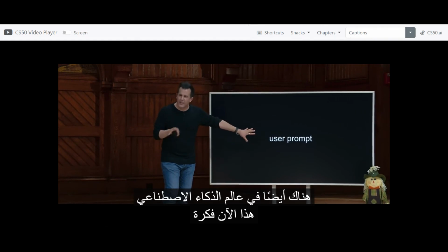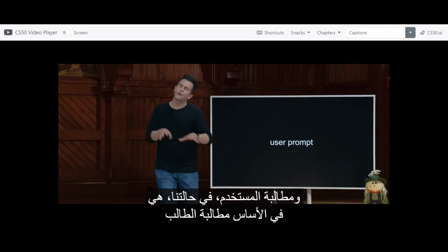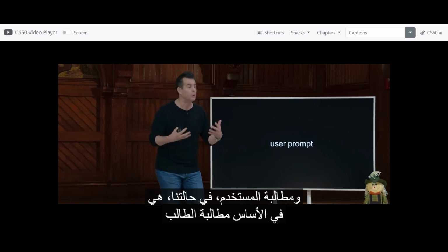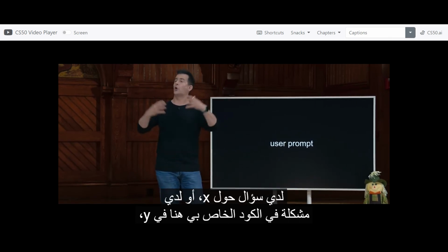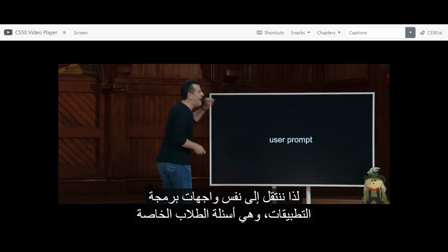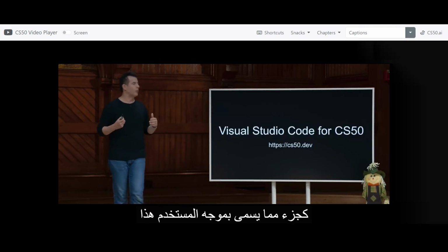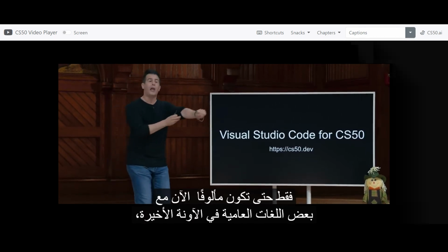There's also in this world of AI right now the notion of a user prompt versus that system prompt. And the user prompt in our case is essentially the student's own question. I have a question about X, or I have a problem with my code here in Y. So we pass to those same APIs students' own questions as part of this so-called user prompt, just so you're familiar now with some of the vernacular of late.